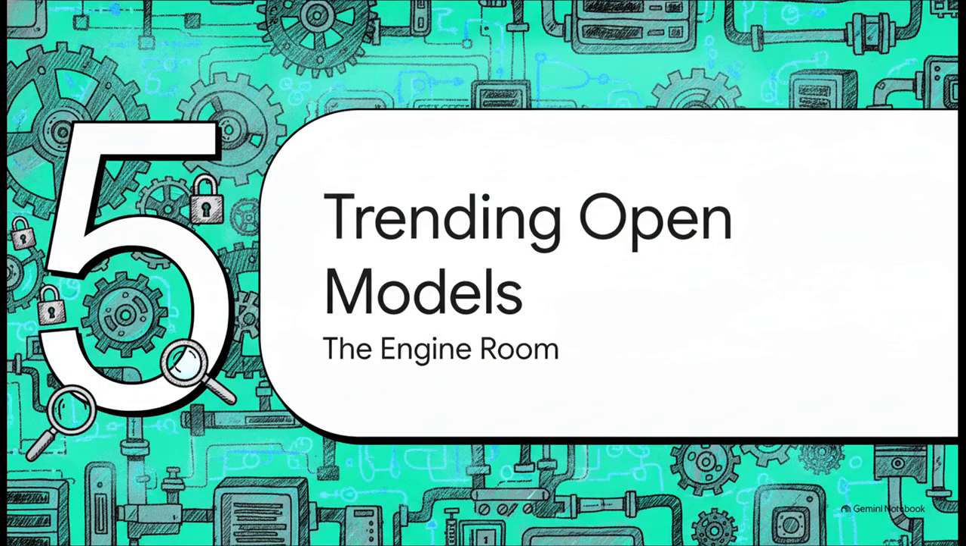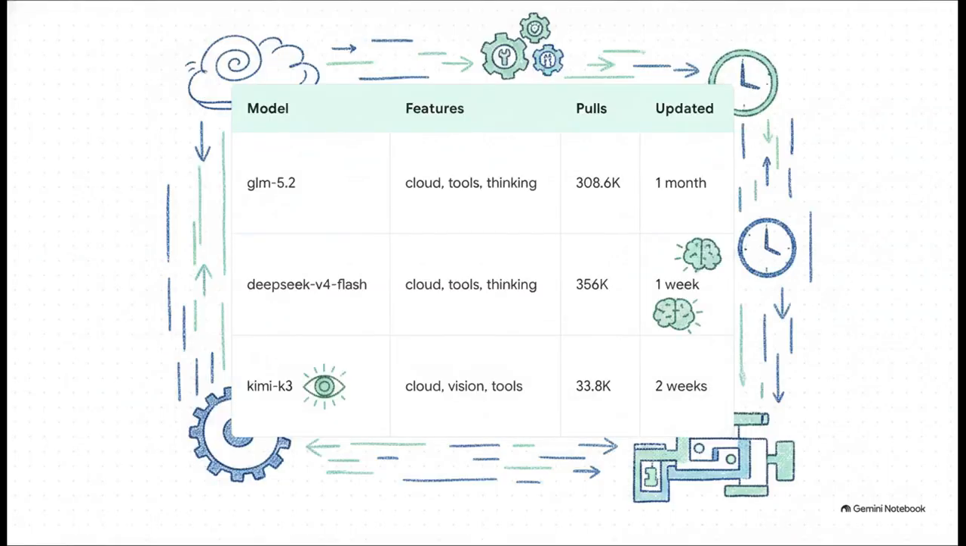And finally, Section 5, trending open models. Let's step into the engine room. So we've mapped out the architecture and the privacy vault. Now let's look at the actual engines powering this whole structure. This table is a great snapshot of the heavy hitters currently driving the platform. Notice how each model packs its own distinct features. For instance, GLM 5.2, DeepSeek V4 Flash, and Kimi K3 all support cloud deployment, tool use, and thinking capabilities.